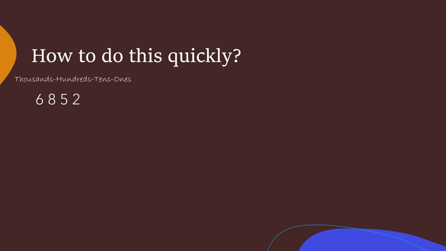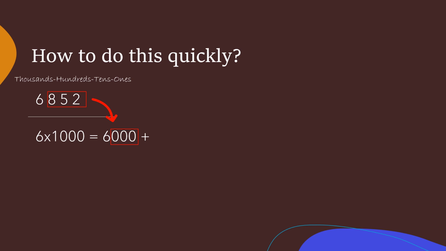Now, how to expand this number very quickly? So the number we have got is 6,852. We start from the right and we see that we have got ones, tens, hundreds and thousands place values in this number. How do we expand the number? We put the digit 6 and then multiply it with its place value, which is 1000, which gives us 6000. Or what we can do is we put the digit 6 and then change all the remaining numbers to zeros.